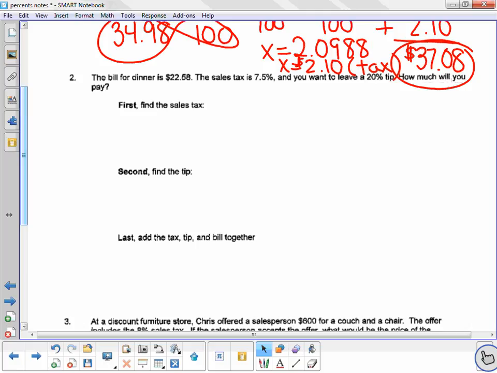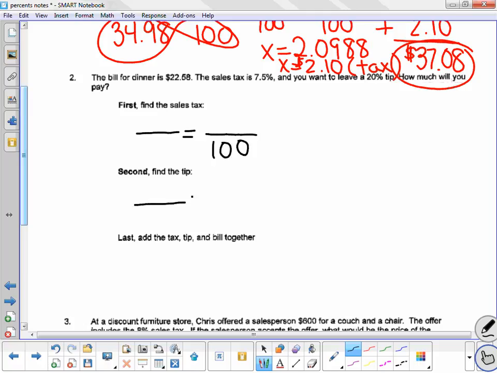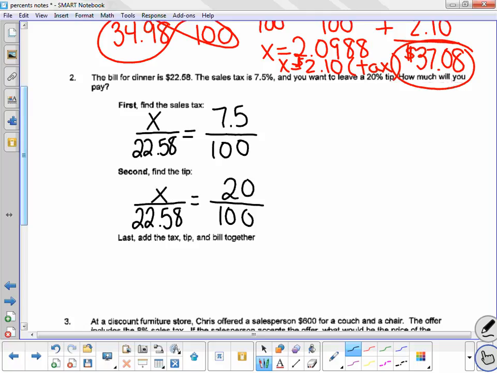So essentially what you're doing is setting up 2 separate percent proportions. The bill is the same in both. That's your total, your whole. However, the tax rate changes. So for tax, it's 7.5%. For tip, it's 20%. But you're still finding the part. And in a question like this, you do have to find both, so you need 2 proportions set up. So you're going to cross multiply like you have been.